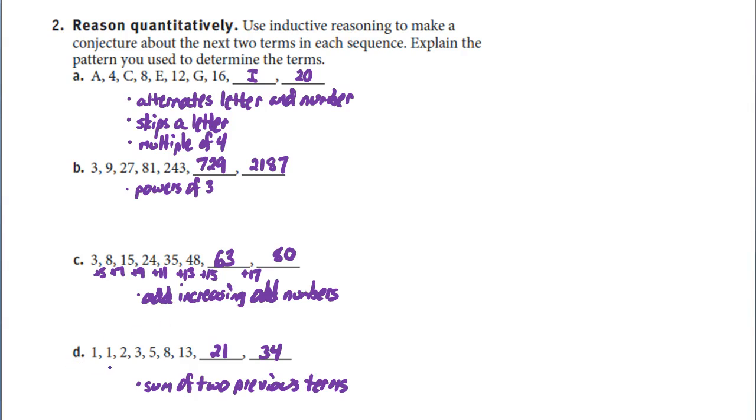Question D, 1, 1, 2, 3, 5, 8, 13. These are also increasing. This is actually a famous sequence that I recognize called the Fibonacci sequence. The term is the sum of the 2 previous terms. 1 plus 1 made the 2. 1 plus 2 made the 3. 2 plus 3 makes the 5. 3 plus 5 makes the 8. 5 plus 8 makes the 13. 8 plus 13 is 21. And 13 plus 21 is 34.